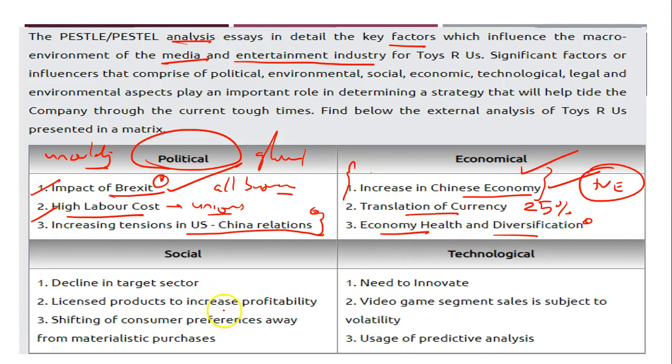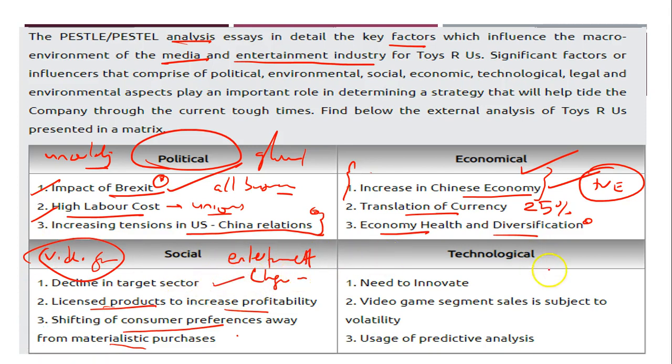In terms of social, I think we talked about this idea that consumers may be shifting away from more materialistic purchases, for example, and this idea of licensed products to increase profitability and decline in the target sector. So really the fact is that people might be moving away from just this type of entertainment. We don't know. This is really about a change in tastes. We really see a change in taste within the video game, people moving towards video games. So the key point is there are threats everywhere, there are things to think about.